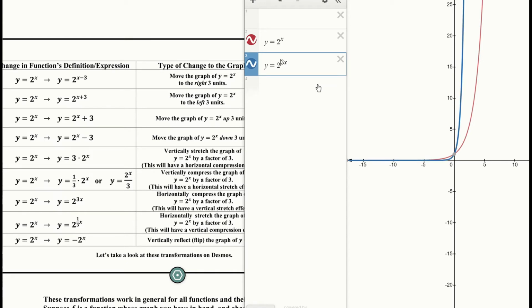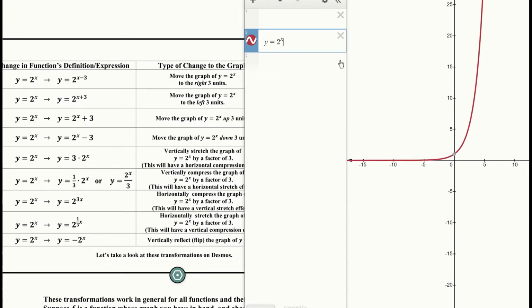Now, if that 3 is changed to 1/3, notice that's going to have the effect of a horizontal stretch, which vertically, of course, will look like a compression. See, it looks like it was vertically compressed. And once again, they go hand in hand.